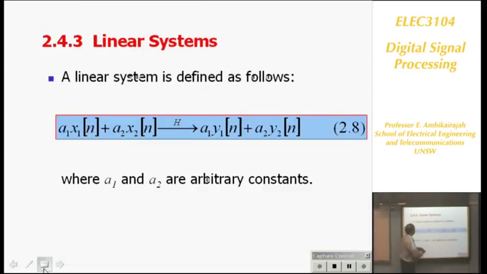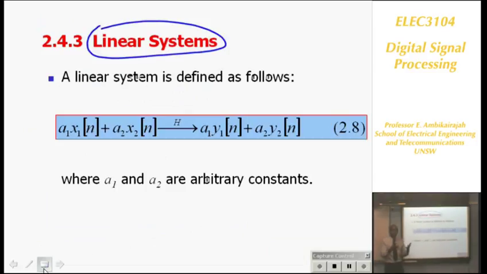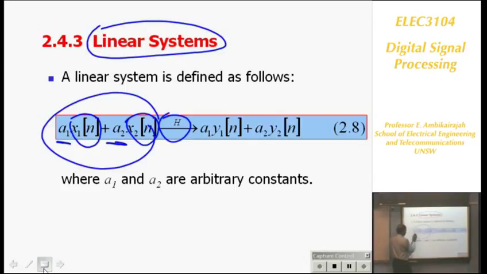When the system is a linear system, you like to have linearity. You can add them together. You take one input, multiply by a1, take another input, multiply by a2, add them together, and pass it through the system. The output will be a1 times y1 plus a2 times y2. So basically, we can add them. a1 and a2 are arbitrary constants. That's called a linear system.